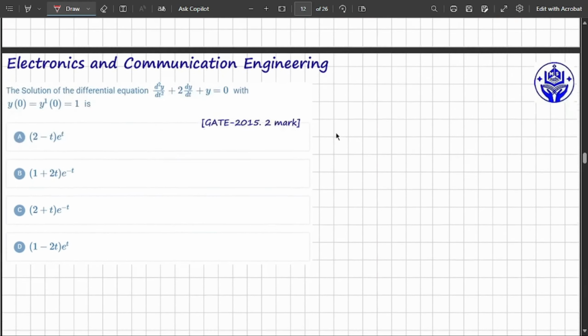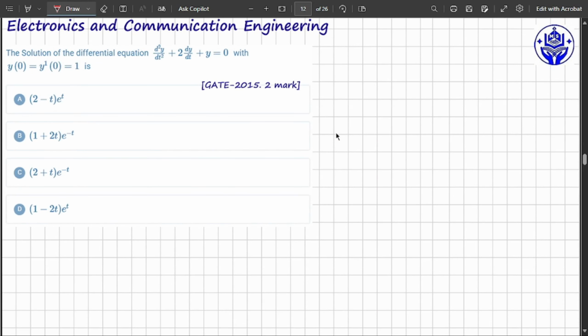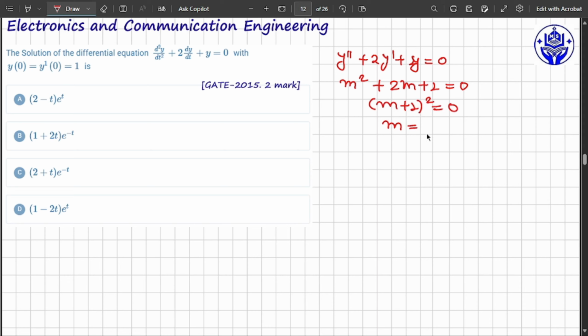Okay. Next, this is again related to 2015. The question is about the solution of the differential equation. The same kind of thing is here. It is a second order differential equation, y double dash plus 2y dash plus y equals 0. It means the auxiliary equation is m square plus 2m plus 1 equals 0, which is nothing but m plus 1 whole square equals 0. It means it has a repeated root: minus 1 and minus 1.